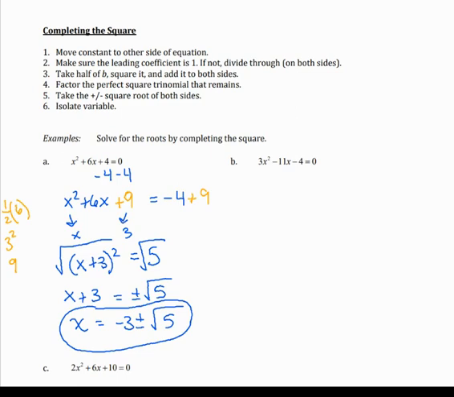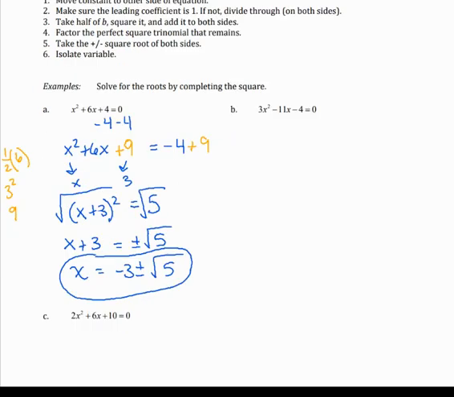Let's try one more together. So for B, again, I need to move my constant over. I now have 3x squared minus 11x equals 4. However, this time we have this coefficient. So I need to divide through so that I have my coefficient being a 1. That's step 2. x squared minus 11 thirds x, leave some space, equals 4 thirds.